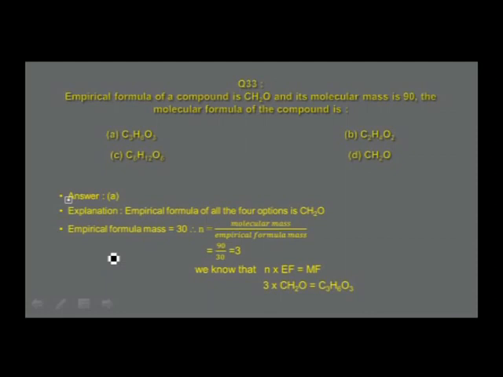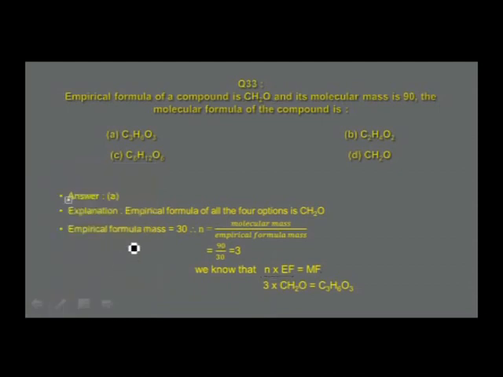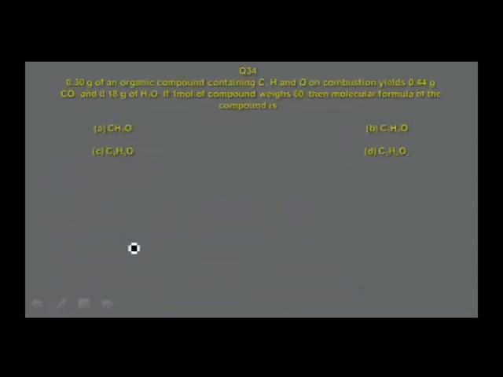We need not calculate the empirical formula, that is given already, that is CH2O. So, N is calculated. N into empirical formula is molecular formula. Therefore, value of N is 3, and multiplying with that, you get the molecular formula of the compound as C3H6O3, the correct answer is option A. Go to the next one.